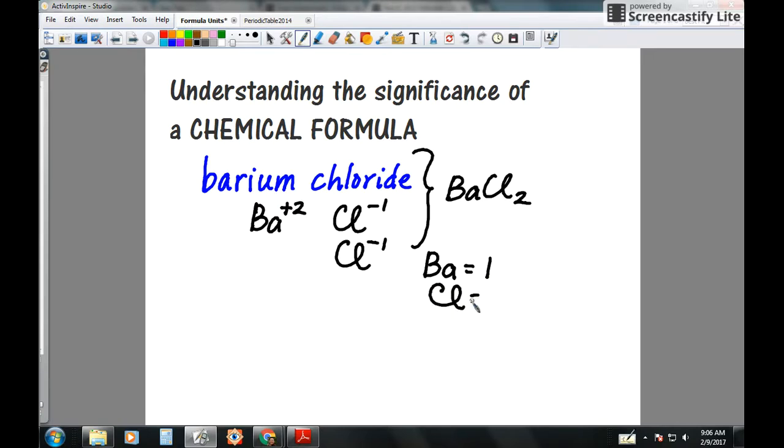What about chloride? How many chlorides? There's obviously 2. And the formula actually shows that. There are 2 chloride atoms, and there's 1 barium atom. You might think that this explains itself, but let's take a look at some more complicated formulas, and you'll see it's a little harder.